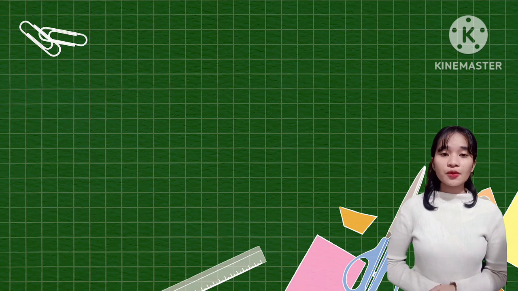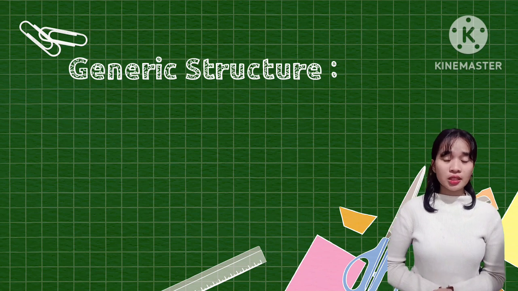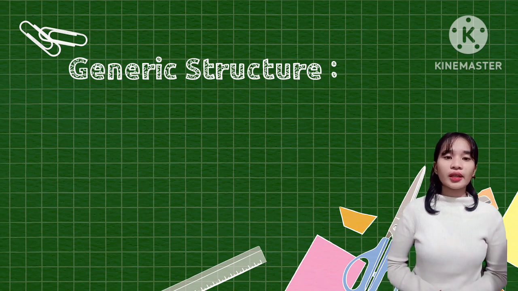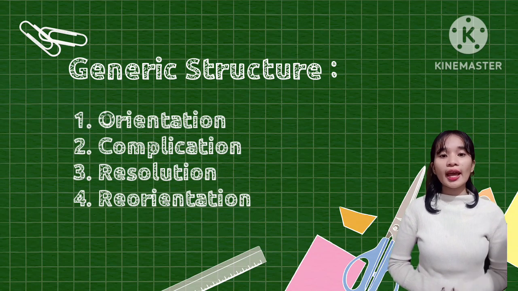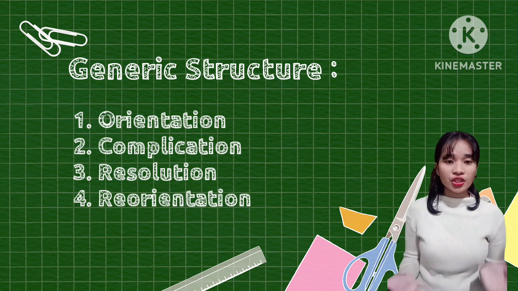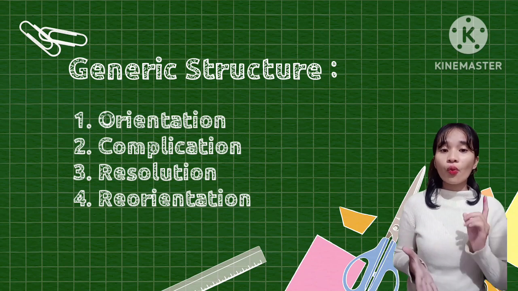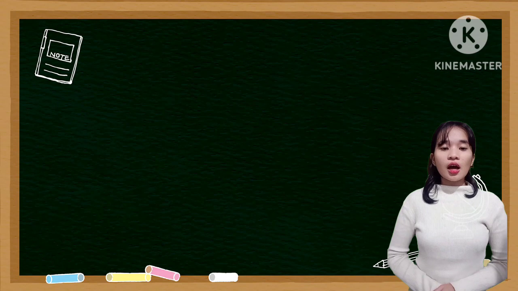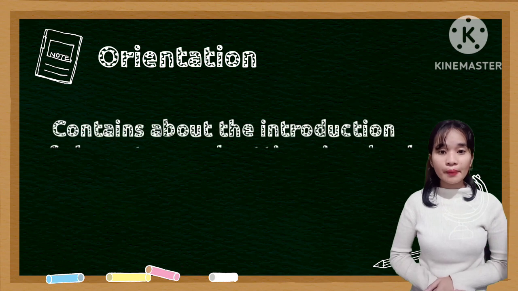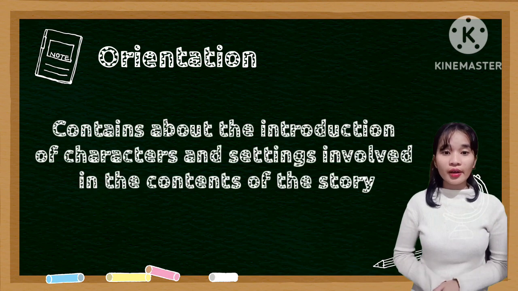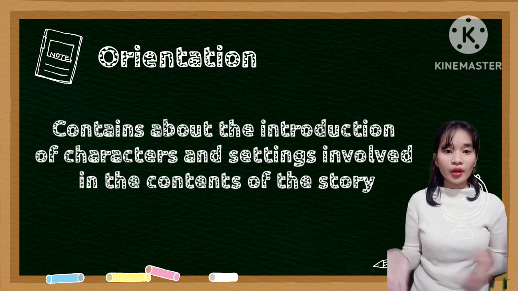Alright, now the next is the generic structure of narrative text. In the generic structure of narrative text, there are four parts. The first is orientation, the second is complication, the third is resolution, and last but not least is reorientation. I'm going to explain them one by one. The first one is orientation. Orientation contains the introduction of the characters and settings involved in the story that we are going to tell.